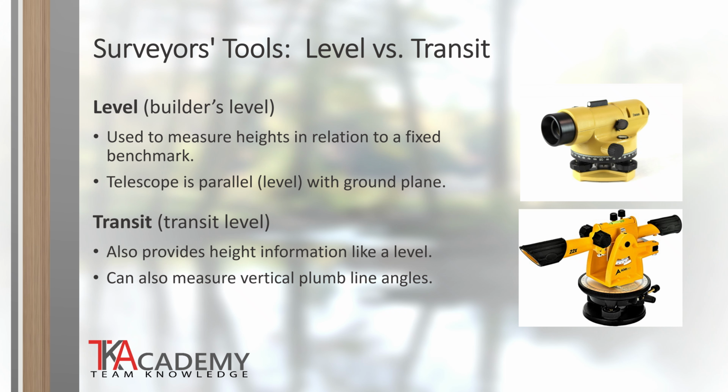Both are essentially low-powered telescopes that are mounted on a plate that can rotate 360 degrees. The rotating plate is then mounted on a tripod. The builder's level has a telescope which is permanently fixed to the rotating plate, and there is no ability for it to move up and down. The transit has another joint of a pivot hinge that allows the telescope to move upwards and downwards at about 45 degrees, and that is what gives it the ability to determine plumb lines.